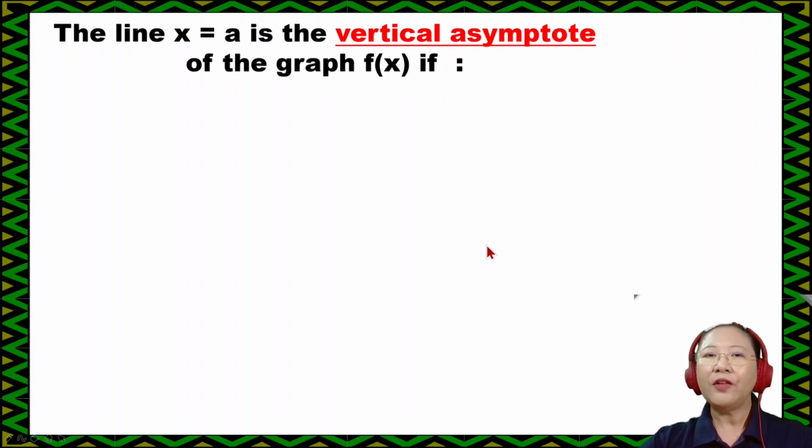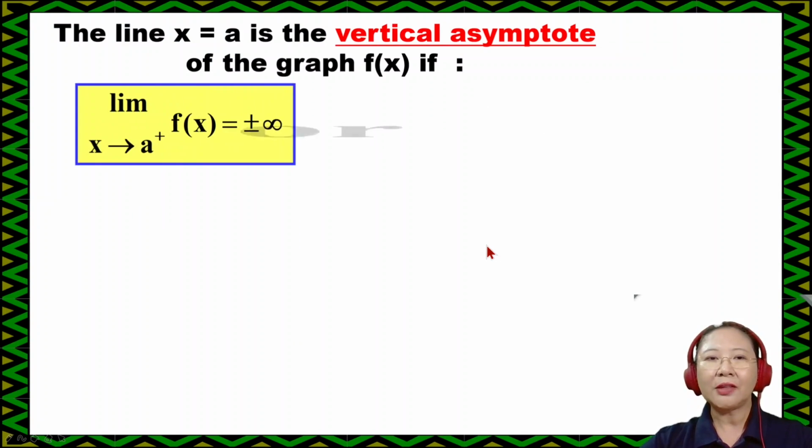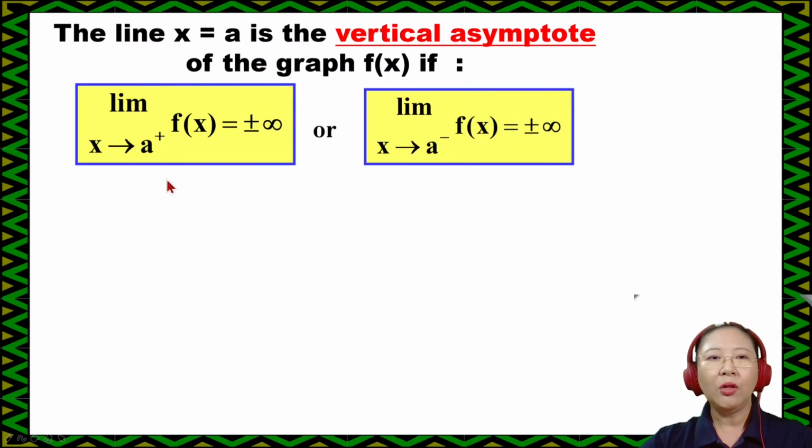Alright, so for vertical asymptote, most of the time we will use these two standard limit formulas to fill it in. Means we need to find A and know whether x is coming from the right-hand side or coming from the left-hand side.